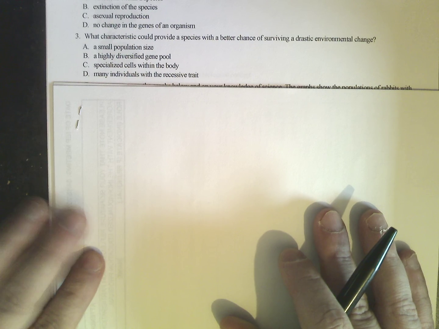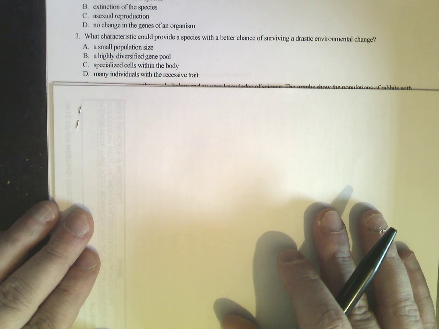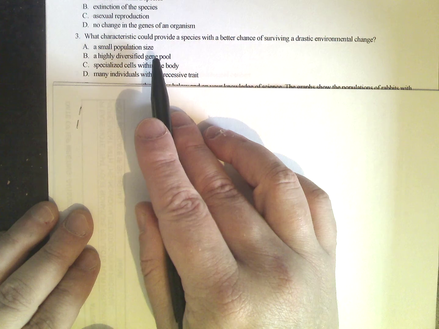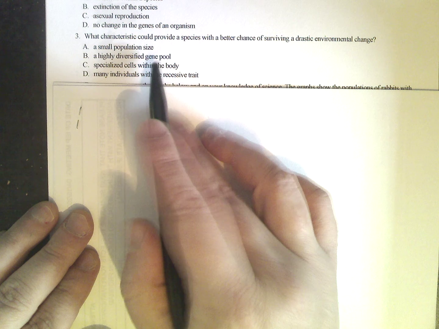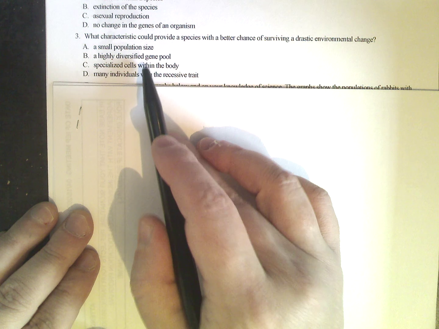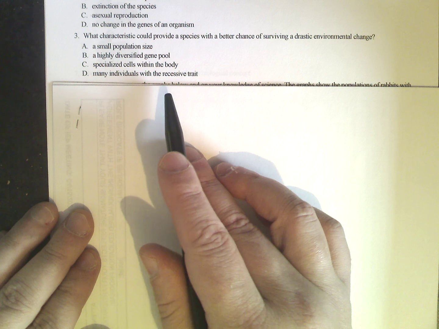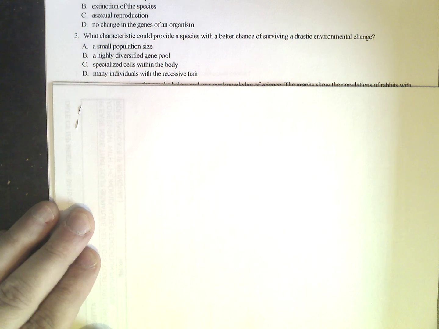Question 3. What characteristic could provide a species with a better chance of surviving a drastic environmental change? A. A small population size. B. A highly diversified gene pool. C. Specialized cells within the body. D. Many individuals with recessive traits.